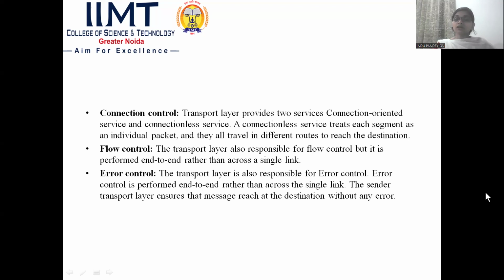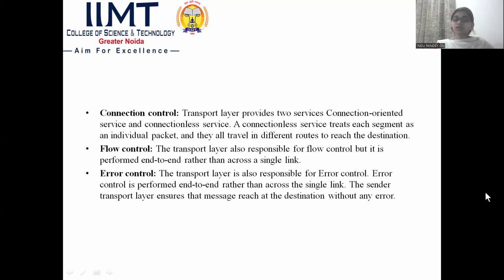Next important function of transport layer is flow control. The transport layer is also responsible for flow control, but it is performed end to end rather than across a single link. Next important function of transport layer is error control. The transport layer is also responsible for error control. Error control is performed end to end rather than across a single link.